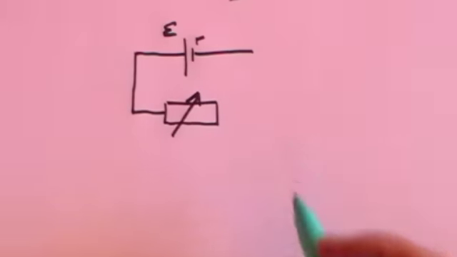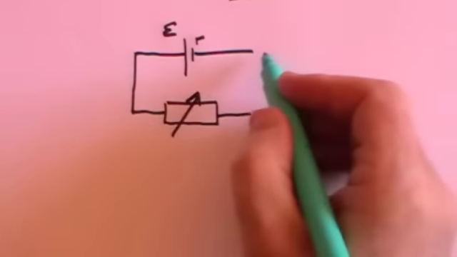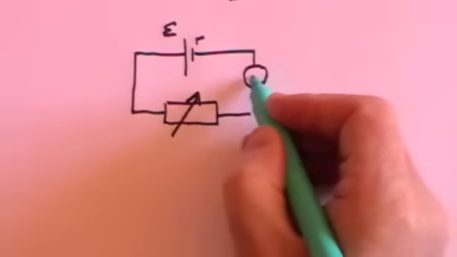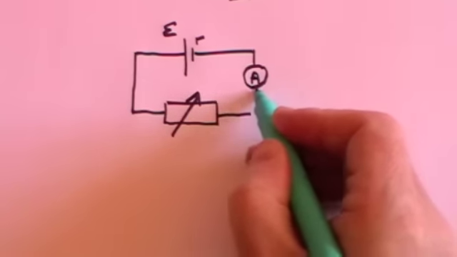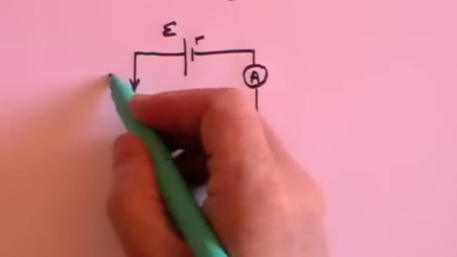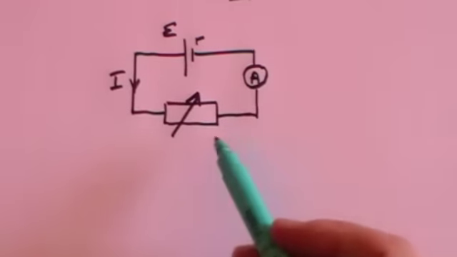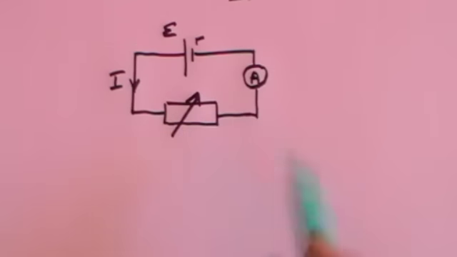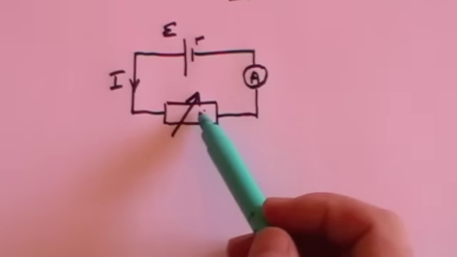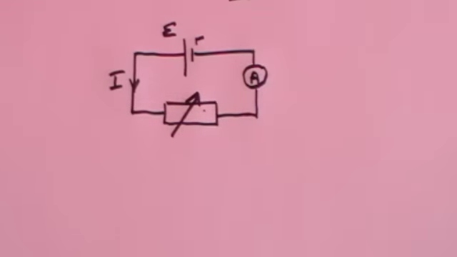In other words, a resistance that you can change the value of. And you put an ammeter in the circuit. That ammeter, of course, is going to measure the value of the current, which will be determined by the value of the resistance you choose. The higher the resistance, the lower the current.